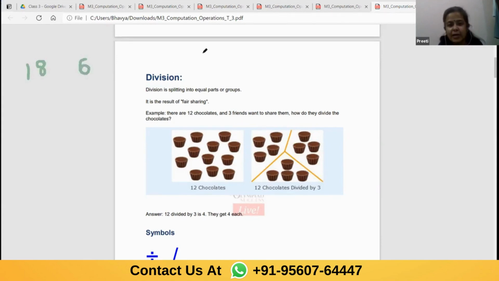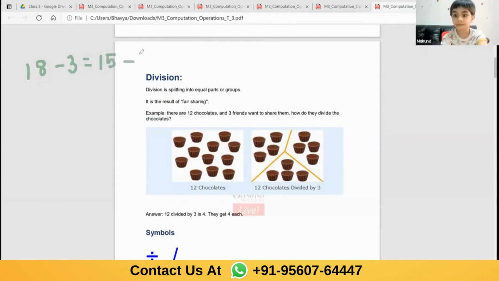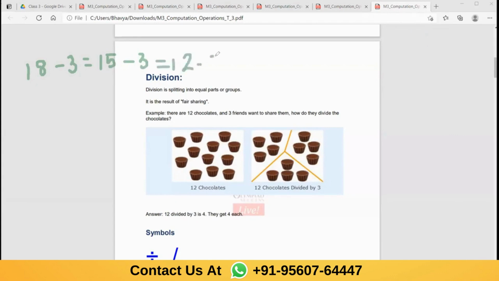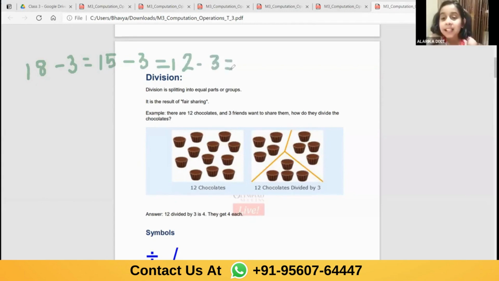See, if I do one thing, okay, look here. Divide. If I do this, look at this. What is 18 minus 3? Tell me quick. 18 minus 3. 15. 15 minus 3? 12. 12 minus 3? 9. 9 minus 3? 6. 6 minus 3, 3. 3 minus 3, 0.